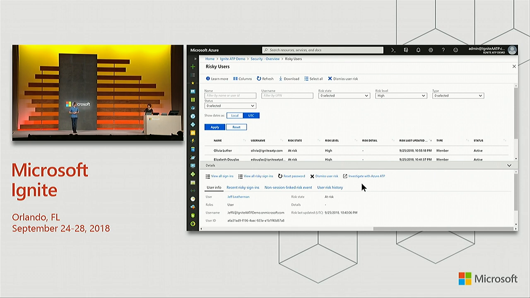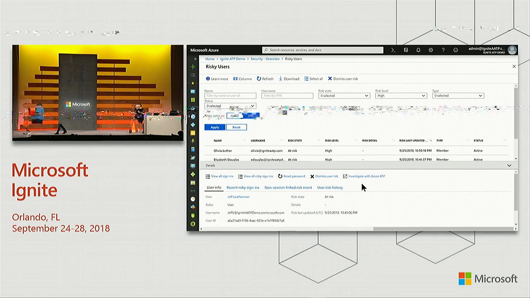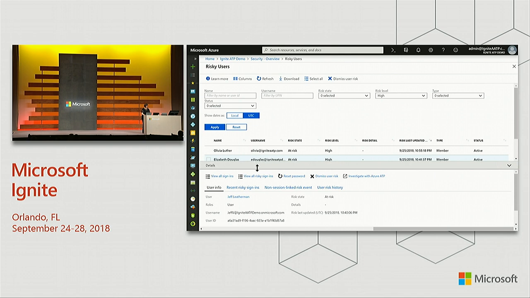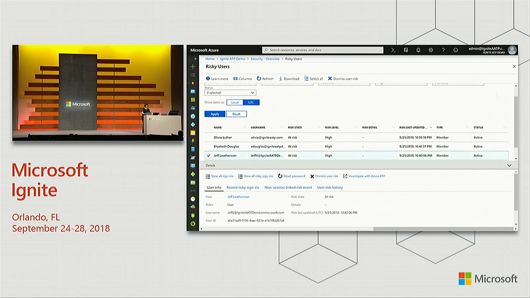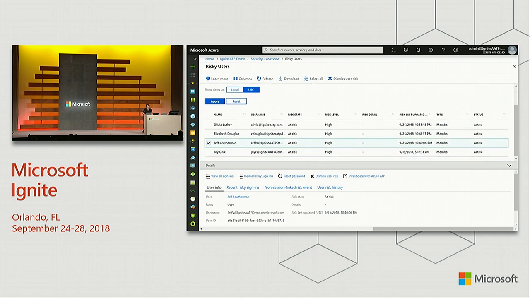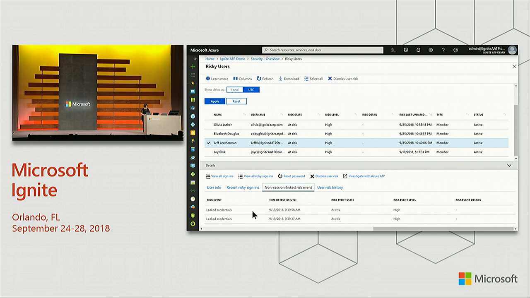So we're going to take 3 or 4 minutes to see a very, very short demonstration. If you want to see the longer version, refer to the 9 a.m. session about protecting identities on cloud and on-prem. So we're going to start here. This is the Azure Active Directory Identity Protection console. This is where you can see users that have been marked as at risk as part of their sign-in. So here we've got poor Jeff Leatherman, our standard user who seems to get compromised on a regular basis.